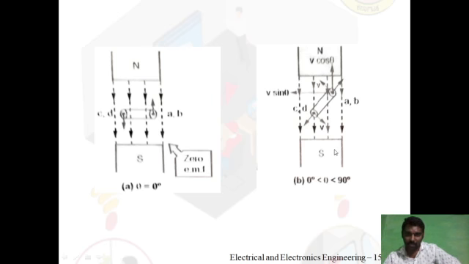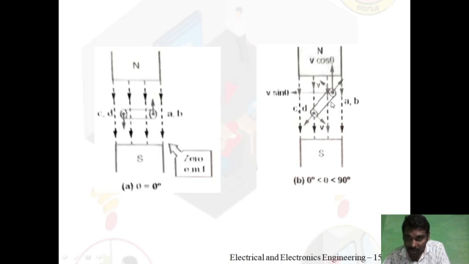Now you can observe this diagram B. Whenever the conductor, this is the first instance, theta is equal to 0. Now I have rotated the conductor, and you can observe theta is equal to 45 degree, you can assume.